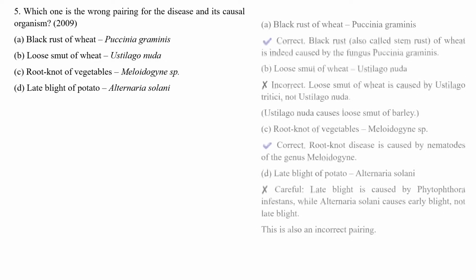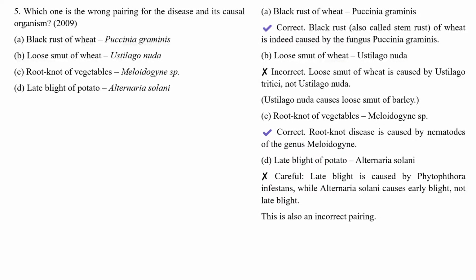Black rust of wheat is caused by Puccinia graminis. So you can easily remember this: wheat and graminis are related, so this option is correct. So it is correctly matched. The black rust of wheat is indeed caused by the fungus Puccinia graminis. Now again option B, loose smut of wheat, Ustilago nuda.